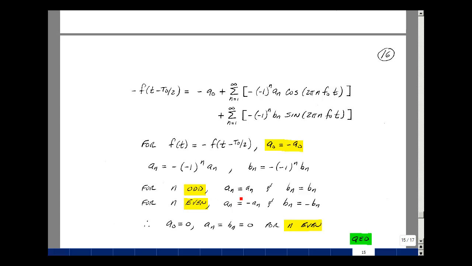All we have then are our odd harmonics. In other words, the even harmonics are equal to 0. This is some of the properties of symmetry.